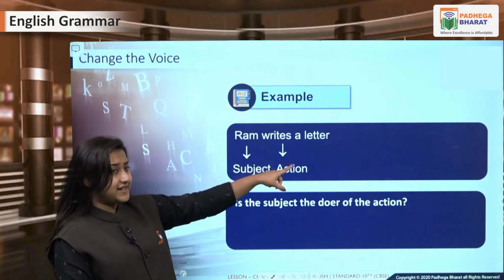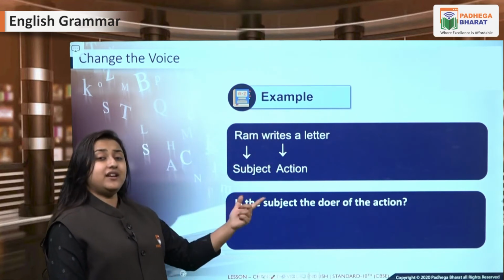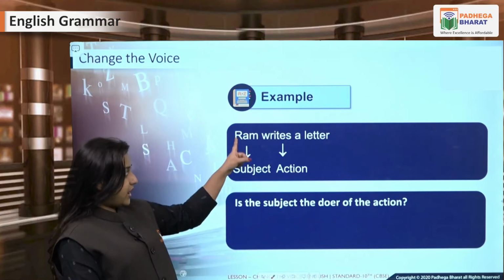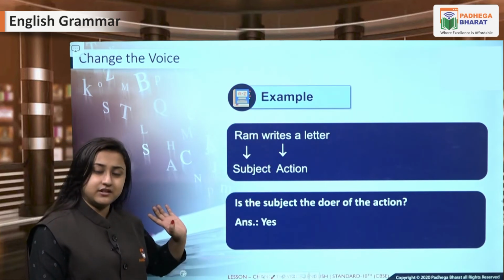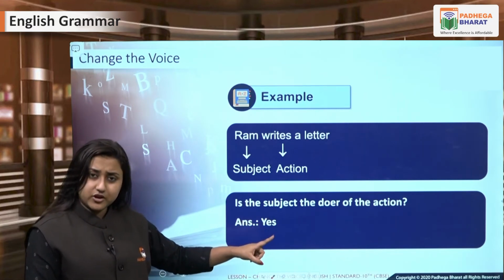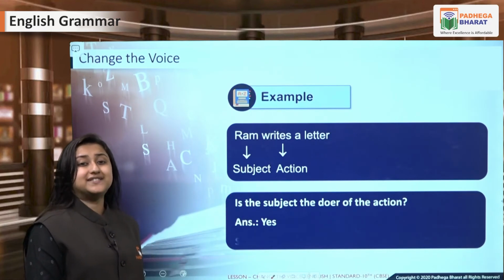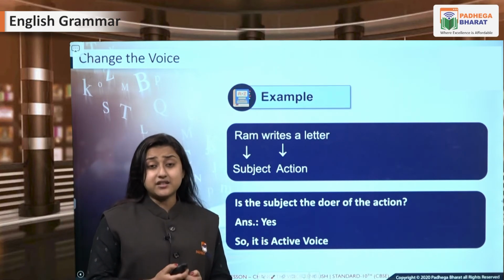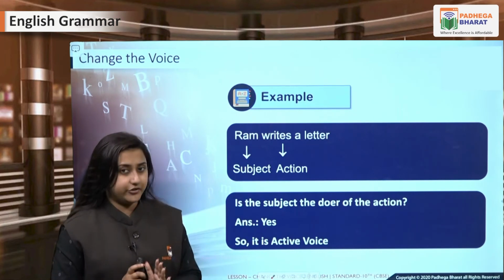If I say "Ram writes a letter," you need to identify the subject, you need to identify the action, then ask yourself a question. Is the subject the doer of the action? Is Ram doing the action here? What is your answer? It is yes. If you answer yes to this question, that means it is always active voice. So this is how you distinguish between active voice and passive voice. Please do not use that "by" theory.